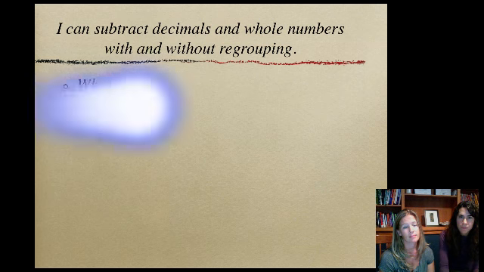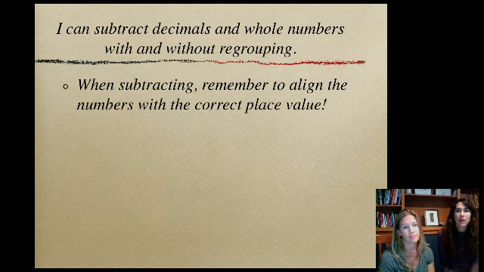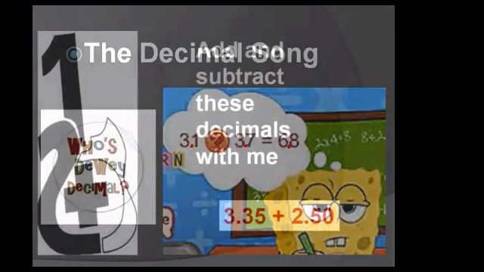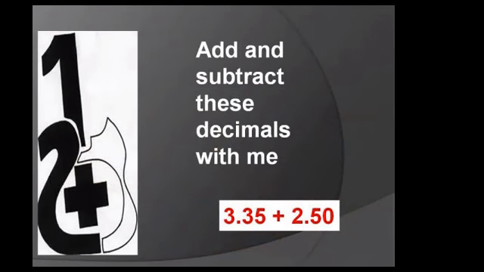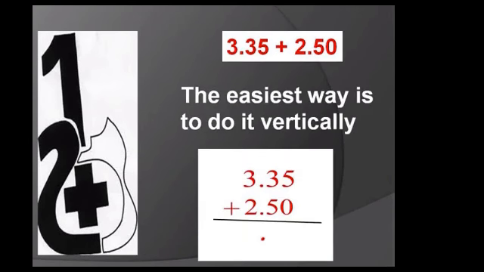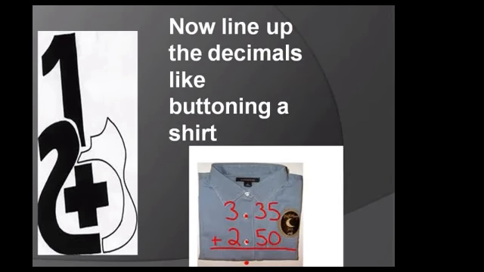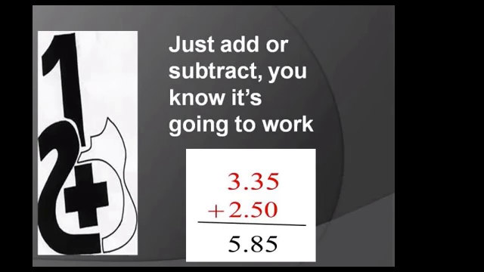What we need to do is remember, when we are dealing with decimals, we have to align the numbers with the correct place value. So thinking back to when we were learning about decimals and where the tenths are and hundredths are, we really need to think about that again. And subtract these decimals with me. The easiest way is to do it vertically. Now line up the decimals like button in a shirt. Just add or subtract, you know it's gonna work.